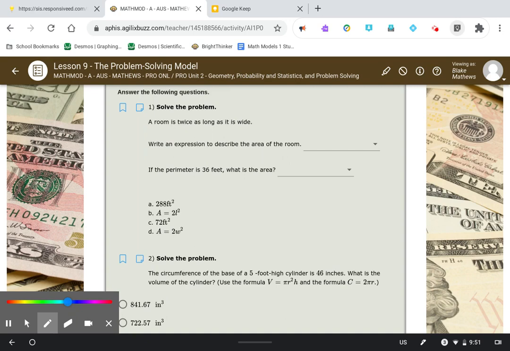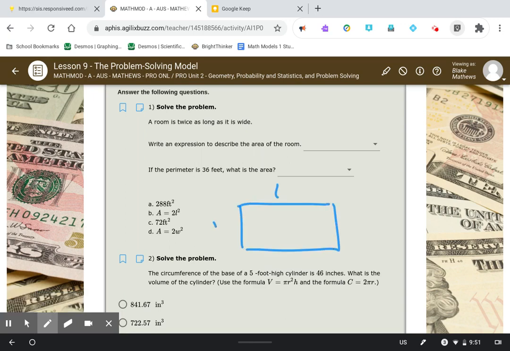So it says here, a room is twice as long as it is wide. Okay, so first things first, let's deal with that. We know that in a rectangle we have the length and the width. And they're saying that the room length is twice its width. So in other words, 2 times W equals L. That is the expression that you need to get from that sentence.